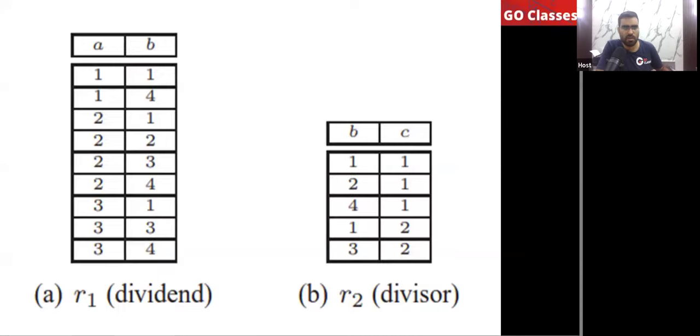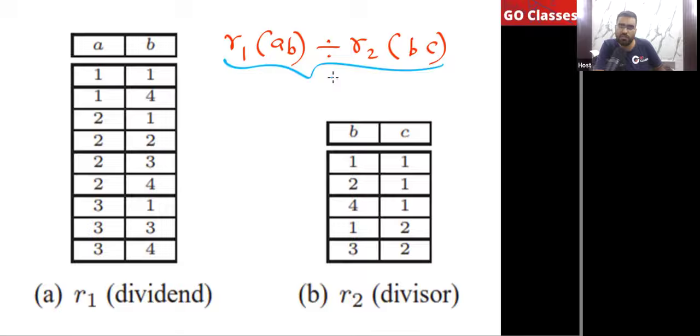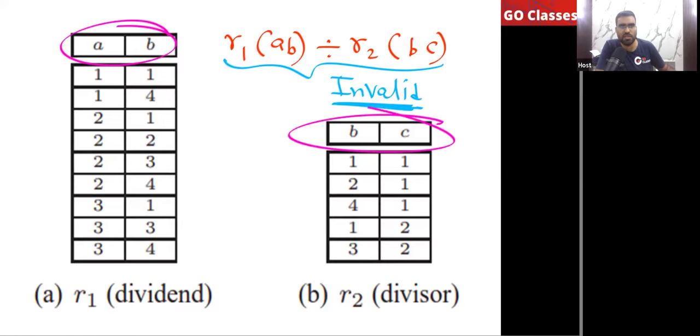Now let's move on. Tell me here, what is R1 divided by R2? Quickly tell me. That will be invalid. Yes or no? Because you can see here you have AB, here you have BC, so this is not a proper superset of this. So this is invalid, right? Okay, this is invalid. Very simple.